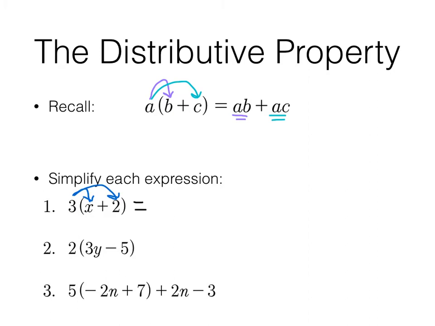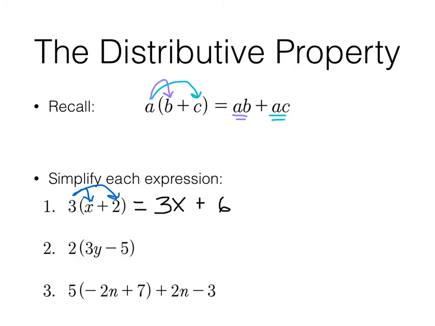Okay? So we have 3 times x, which is 3x. Do not put a symbol in between them. Plus 3 times 2, which is 6. 3x plus 6. And that's what we should have for that expression. 3x plus 6. All right, for the next one, we have 2 times the quantity 3y minus 5.